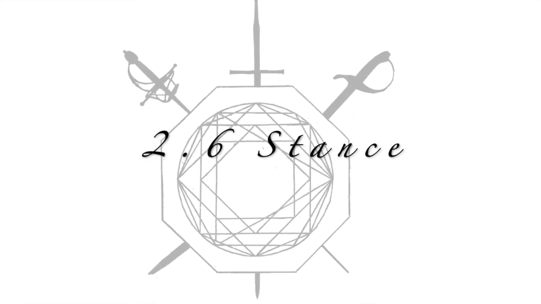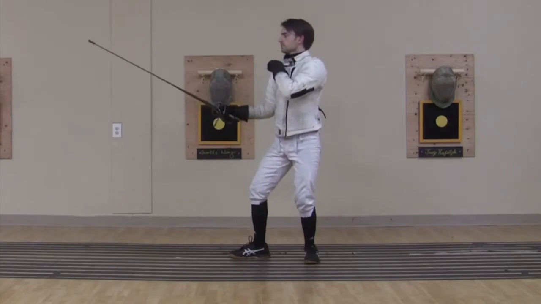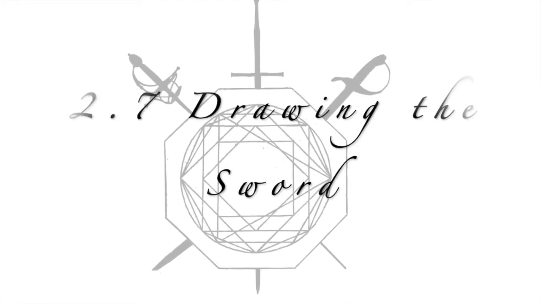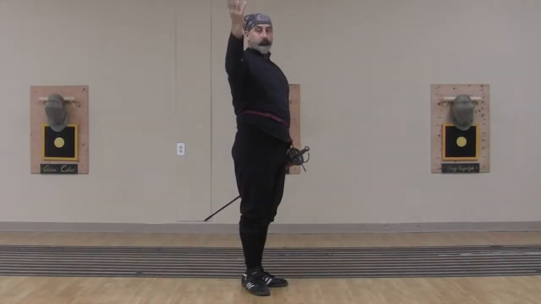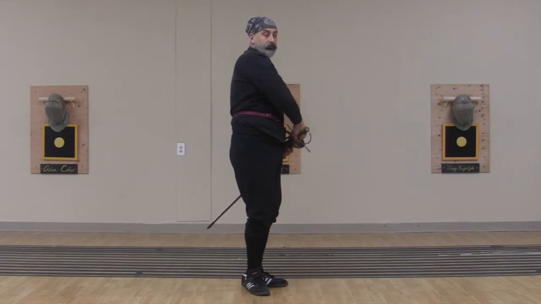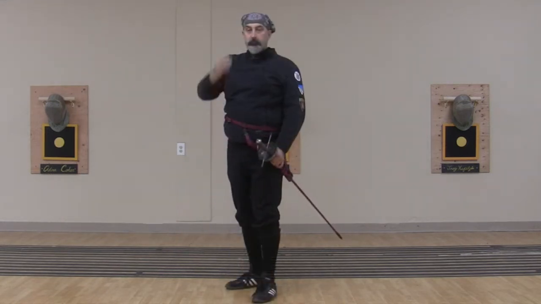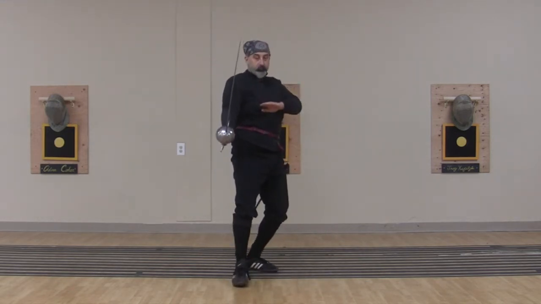2.6, Stance. I describe this more fully in the book, but it's important to be in a knees-bent position. 2.7, Drawing the sword. There are a couple of methods for doing this. With the right foot forwards, you can draw back the front foot and then take another pass back to come to guard. With the left foot forwards, you can simply pass back with the left foot to clear the sword from the scabbard.